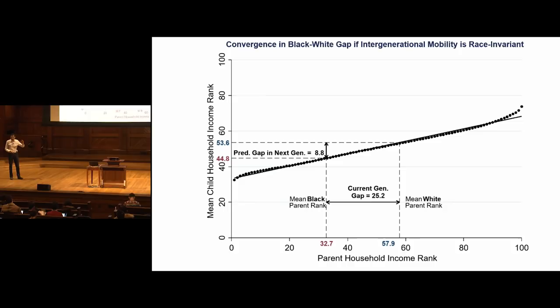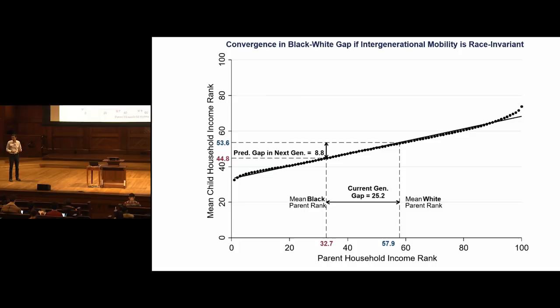Because you don't have perfect persistence of income across generations, you have some mobility upward for kids born to low-income families and some downward mobility for kids born to higher-income families, the gap is naturally going to shrink over time if Blacks and whites have the same rates of intergenerational mobility.